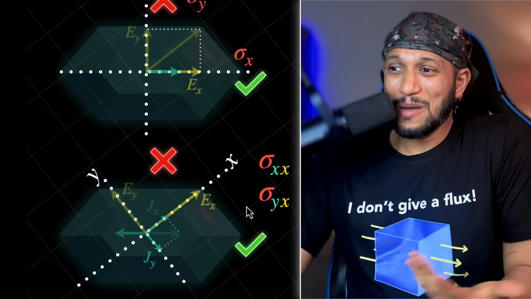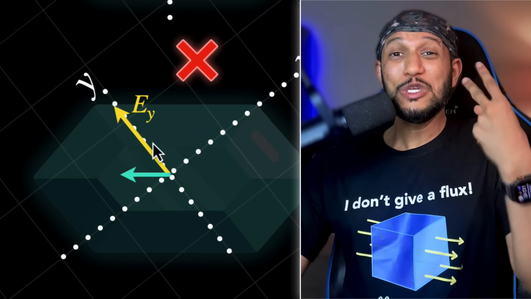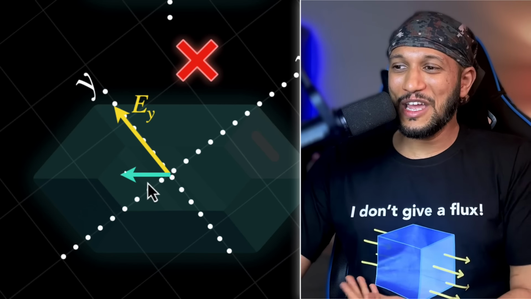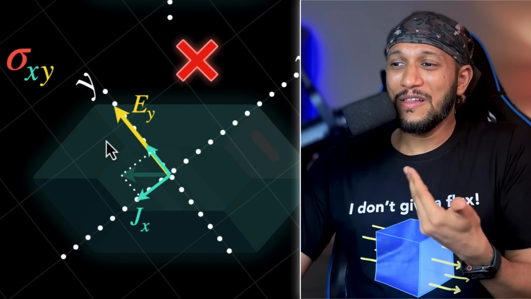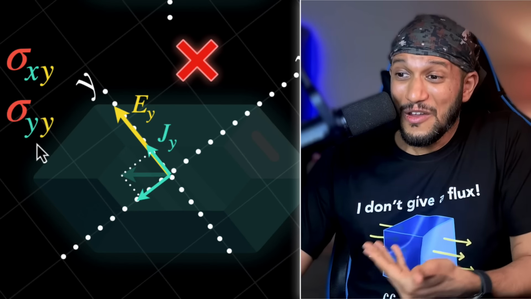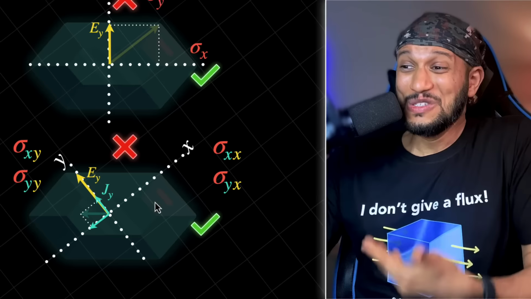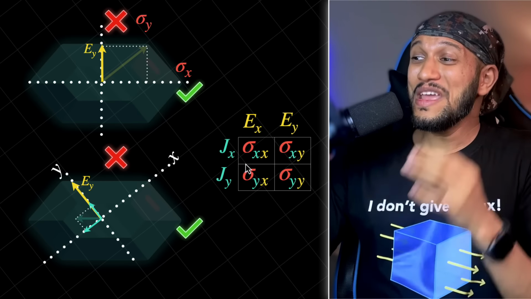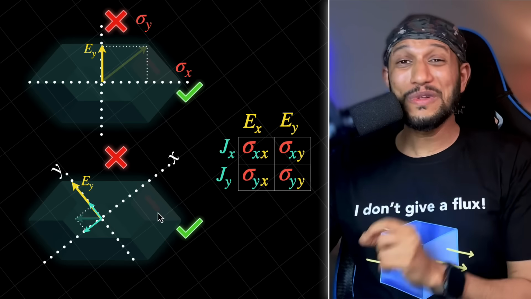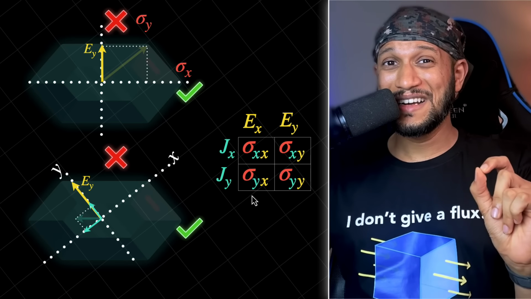And the same thing, of course, applies to the Y component of the electric field here as well. We need two numbers to calculate J. One number to tell us how much you get Jx from Ey, and another number to tell us how much we get Jy from Ey. So look, in total, we need 4 numbers to fully describe conductivity, not 2, 4.